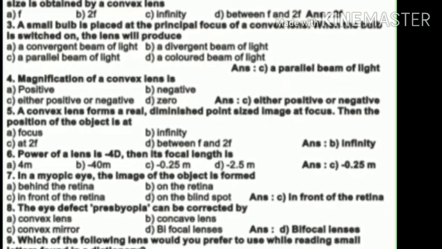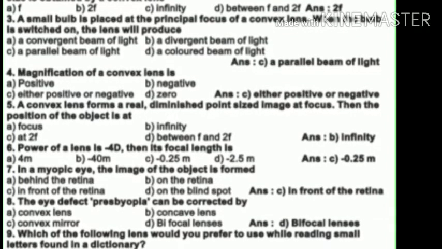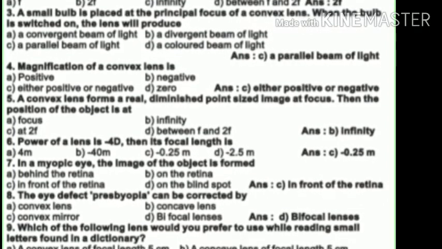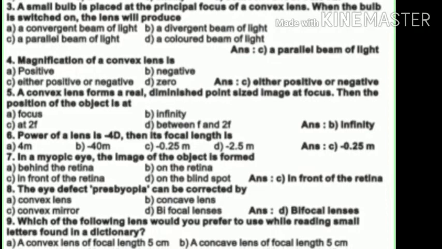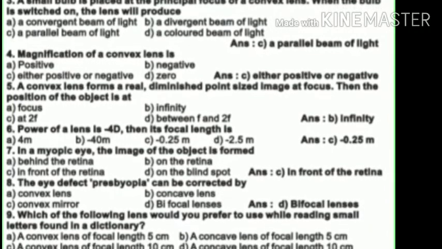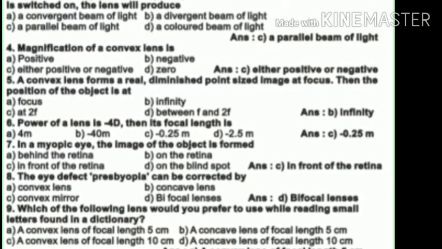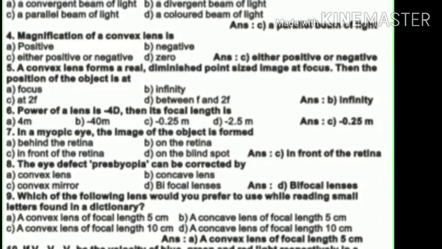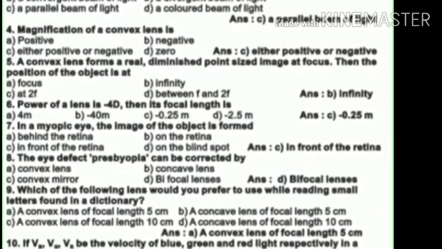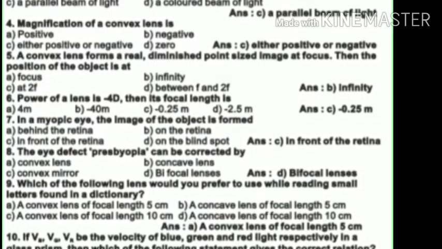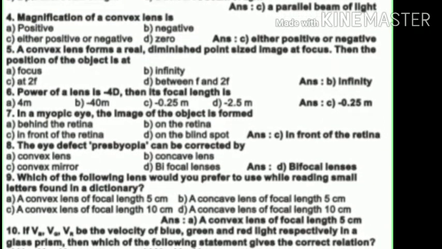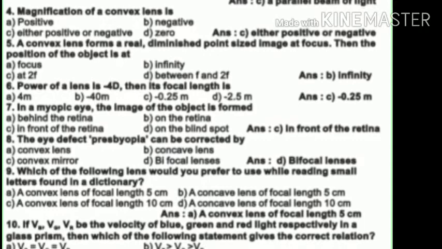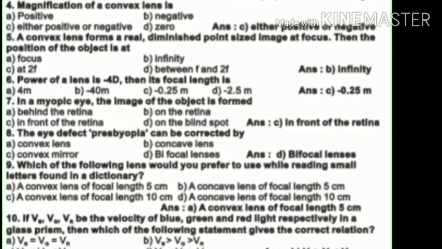Question number 5. A convex lens forms a real, diminished, point sized image at focus. Then the position of the object is at. So the answer is option B, infinity. Question number 6. Power of a lens is minus 4D. Then its focal length is option C, minus 0.25 m.